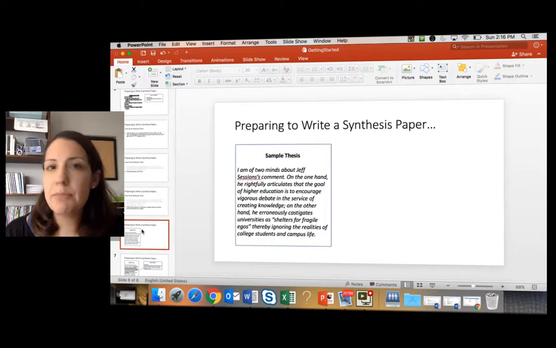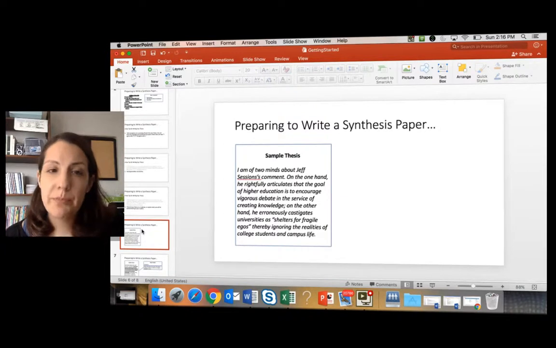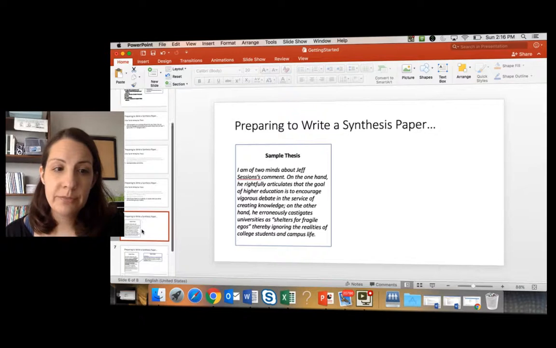So I've come up with a sample thesis to show you the kinds of theses that I might be looking for. I'll go ahead and read it to you. It reads, I am of two minds about Jeff Sessions' comment. On the one hand, he rightfully articulates that the goal of higher education is to encourage vigorous debate in the service of creating knowledge. On the other hand, he erroneously castigates universities as shelters for fragile egos, thereby ignoring the realities of college students and campus life.